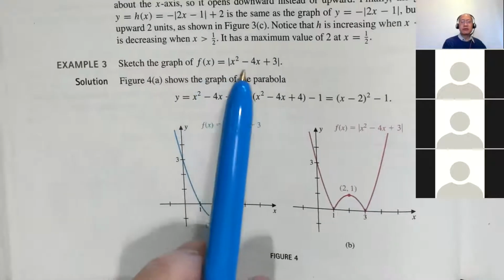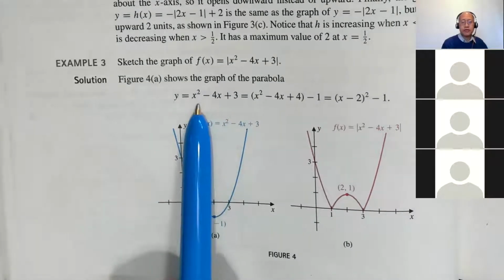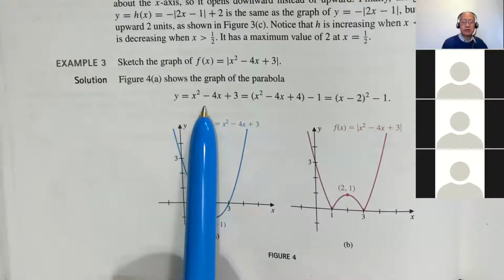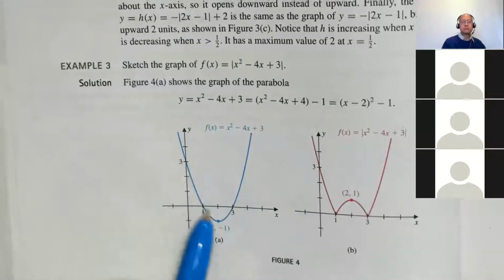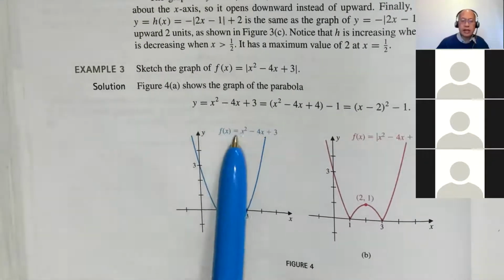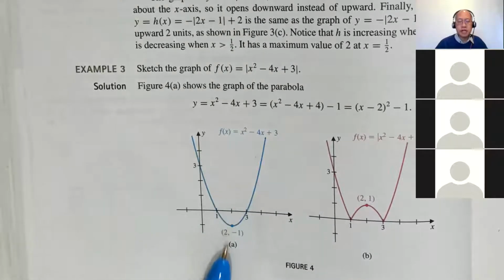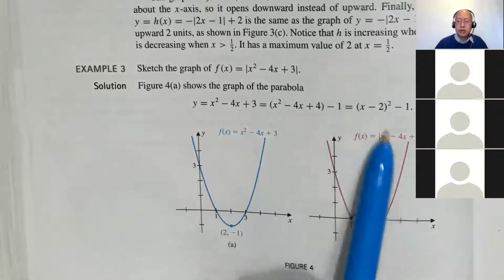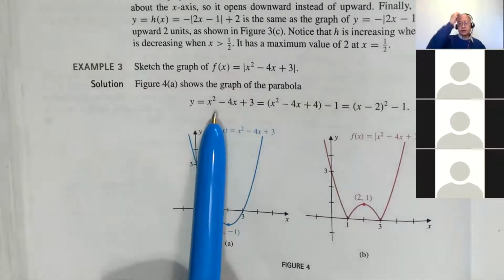Sketch the graph of absolute value, and so on. Okay, first they graph the parabola. You can complete the square, or you could do the vertex formula. Vertex is at -b/2a and so on. It's a parabola opening up. So here is x² minus 4x plus 3. You can plot points, you can get the vertex. The vertex is at 2, -1. You can either get that by completing the square or just do the -b/2a stuff.